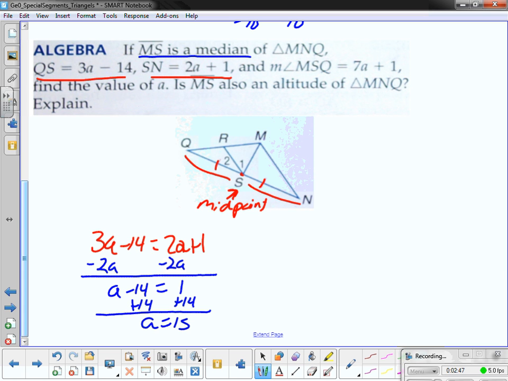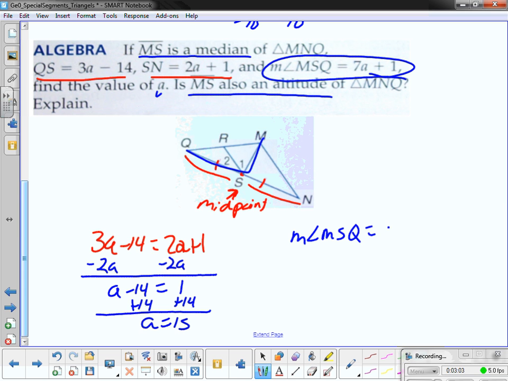So I found the a, and now it asks us a weird question. Is MS also an altitude? Well, to be an altitude, this angle that they give us, MSQ, would have to be 90 degrees. So the measure of angle MSQ is going to be 7 times, our a is 15, plus 1. Well, 7 times 15 is 105, and if I add 1, I get 106. So the answer to this is no, because I didn't get a 90-degree angle.